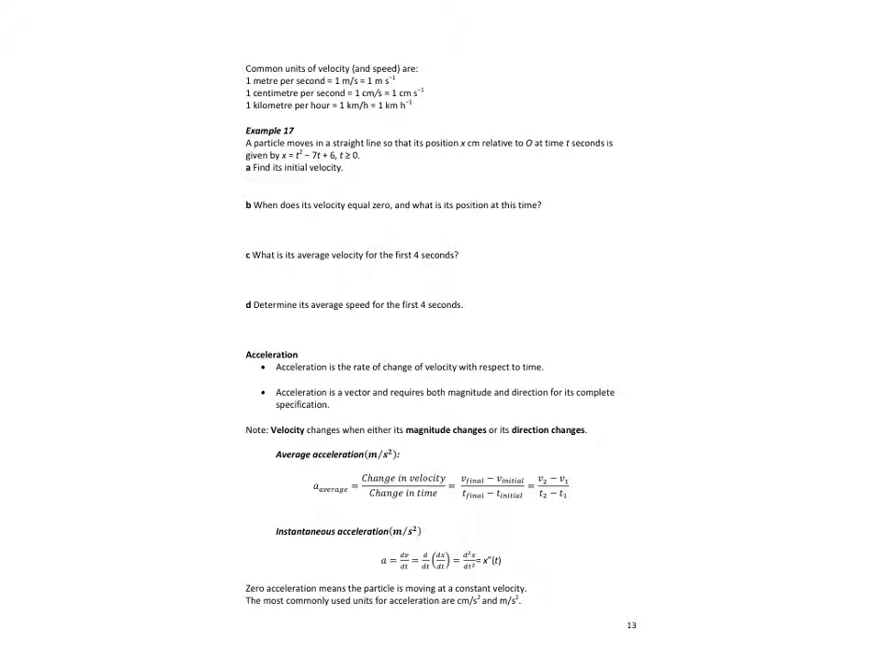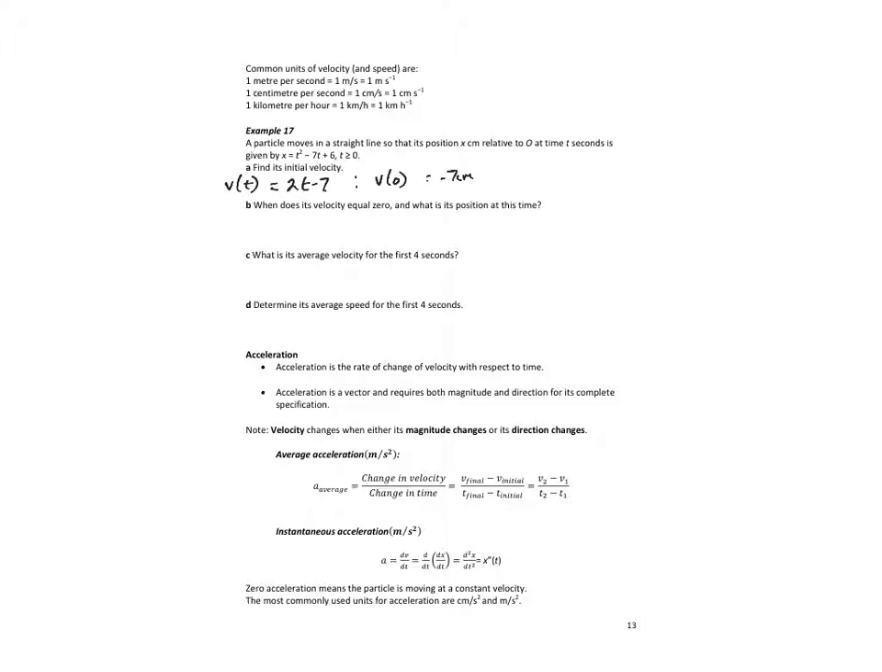So typically our units of velocity, metres per second, kilometres per hour, all those sorts of things. So let's go back to our question that we've been looking at. So very quickly, the rule for my velocity is given as 2t minus 7, the derivative of that equation. All right? So the initial velocity is the velocity at 0, which is negative 7 centimetres per second.